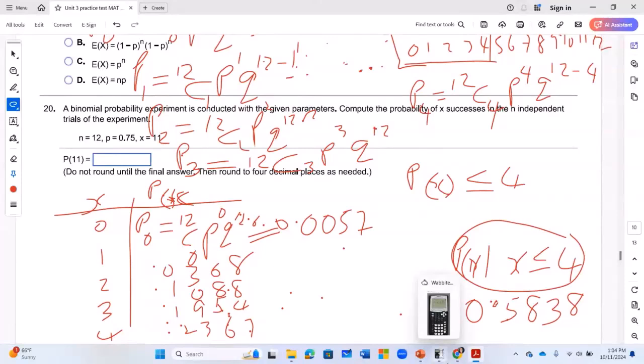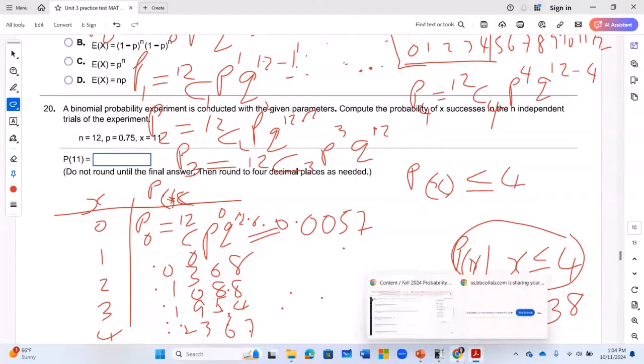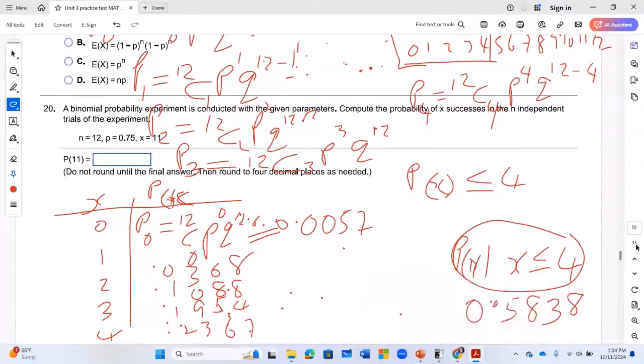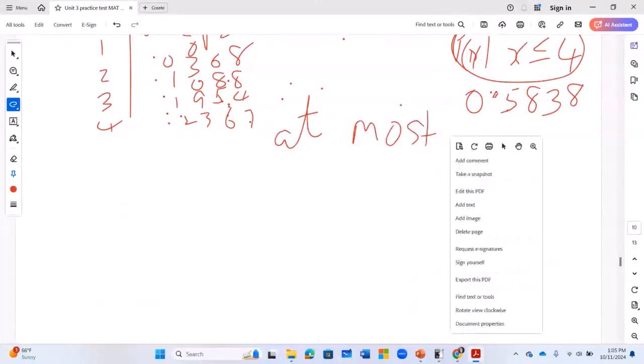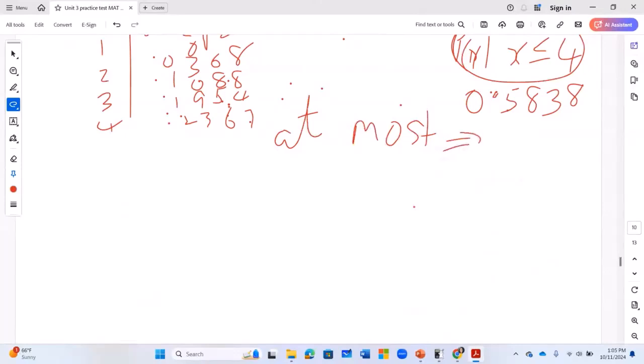So we just did this probability of accumulating from 4 to 0. And this kind of probability is called at most probability. So we just did an at most probability. At most is less than or equal to. At most implies less than or equal to.